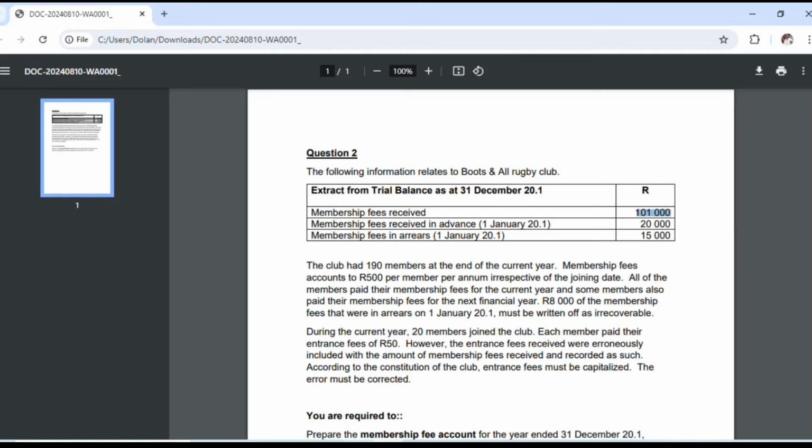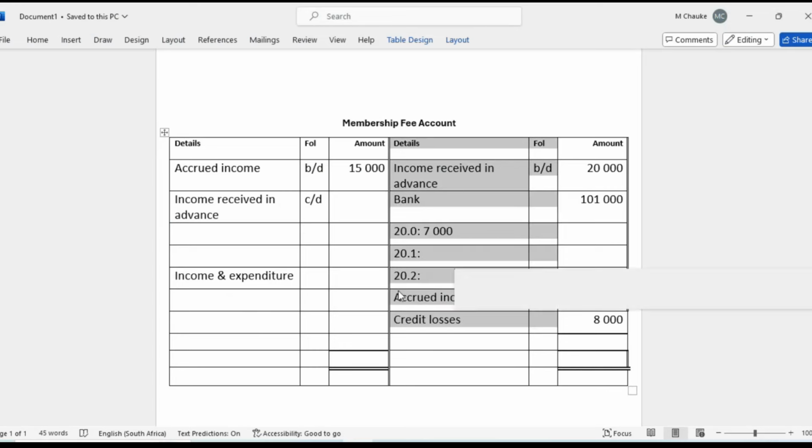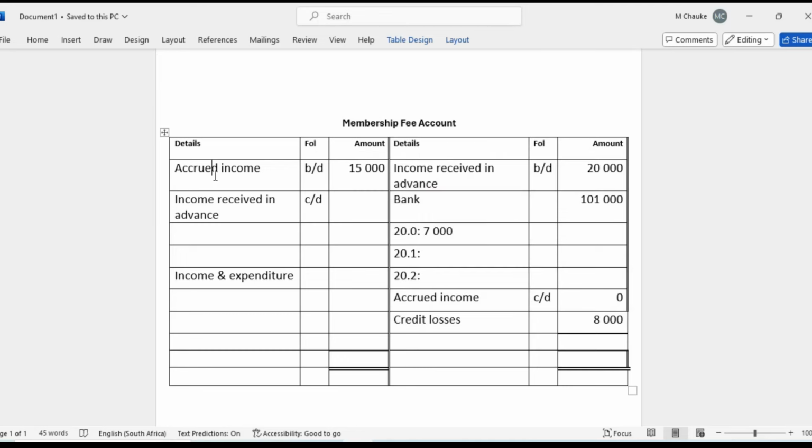So let's go to the answer sheet, and I want to show you how we deal with this. Remember, membership fees that are received are recorded on the credit side, and membership decreases on the debit side. So we're going to decrease the entrance fees of those 20 members on the debit side of the membership fee account, right? So I'm going to say in brackets the 20 members, multiplied by 50 rand.